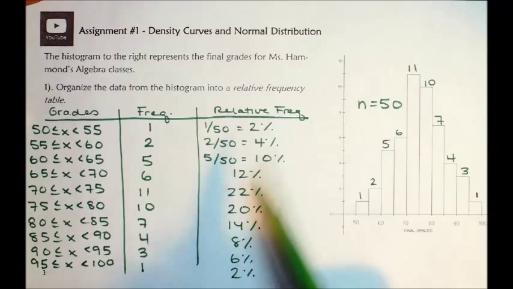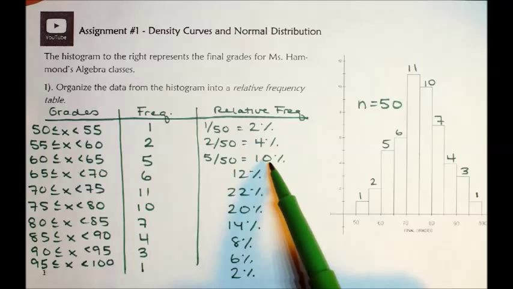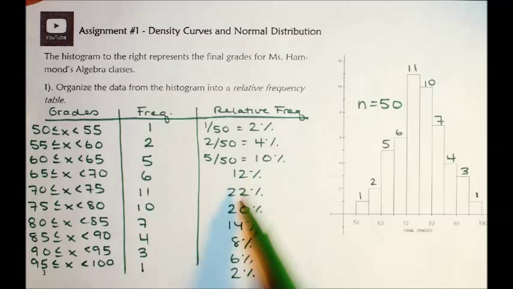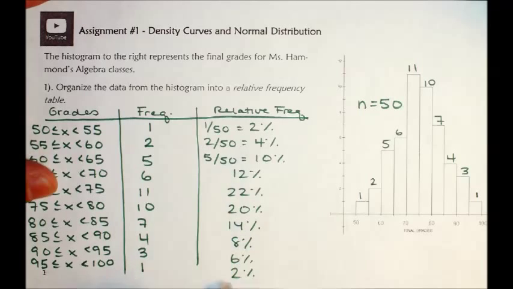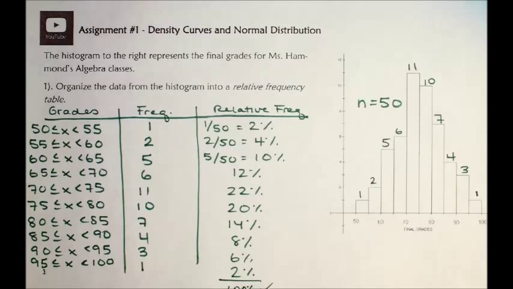2 plus 4 is 6. We got 16, 28, 28 plus 22 is 50, 70, 84, 92, 100%. So that's good. So the next thing we're going to do is we're going to redraw the histogram to show its percentages instead of the counts. So our new histogram is going to look something like this.